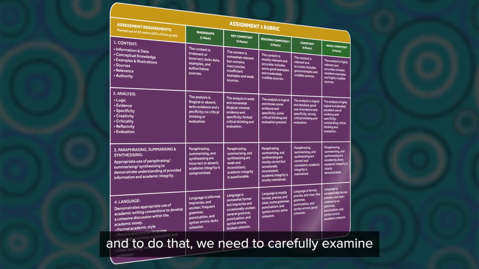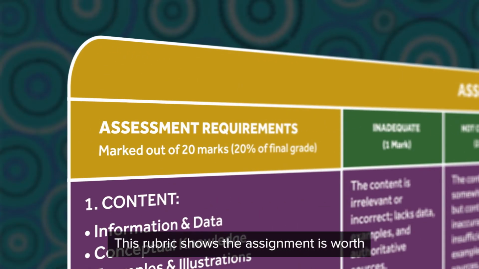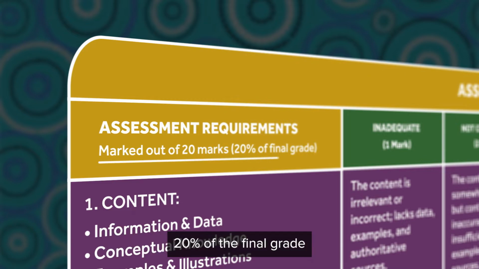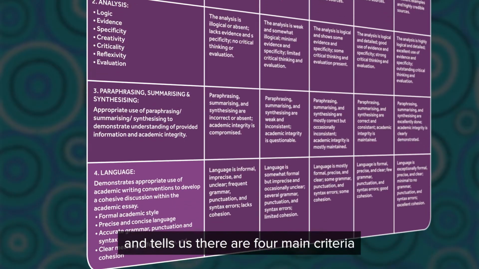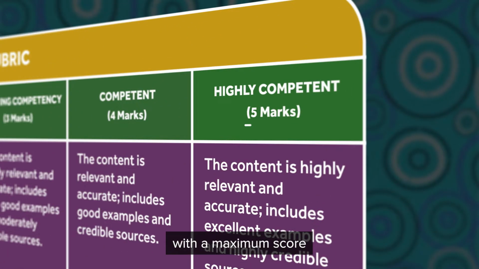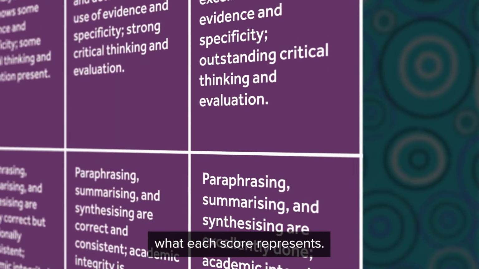And to do that, we need to carefully examine the assignment rubric. This rubric shows the assignment is worth 20% of the final grade and tells us there are 4 main criteria to be assessed, with a maximum score of 5 marks for each one. It also clearly describes what each score represents.